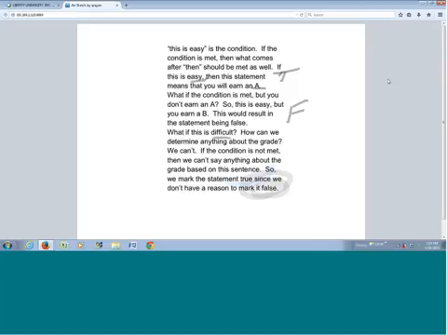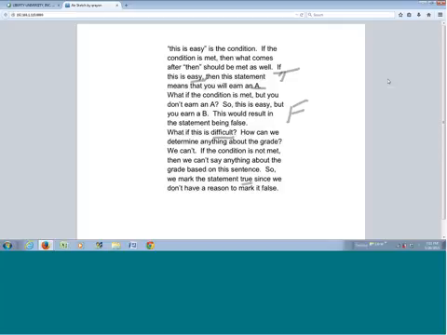But what if it's difficult? How can we determine anything about the grade? We really can't determine anything about the grade at that point because the condition has not been met. So the statement that says, if it's easy, then I will earn an A, I don't have any justification for saying that's false if it's not easy. So we mark the statement as true if that's the case.